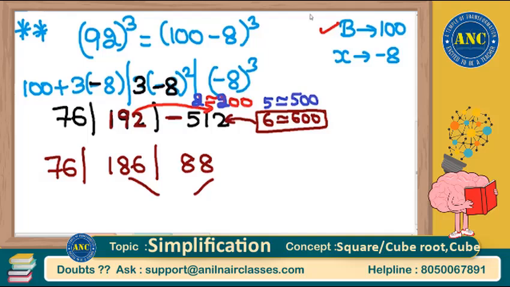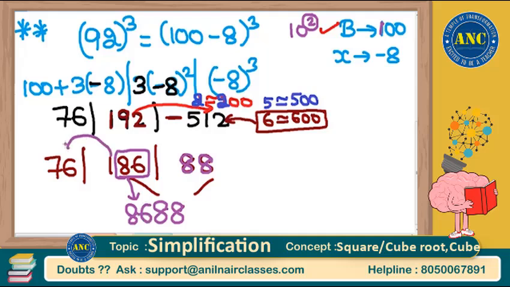Last two places should have k digits. k is nothing but the power of 2 in 100. 100 is 10 power 2. Last two places should have 2 digits. Yes, 88 is having 2 digits. I will write it as it is. 186 is having 3 digits. Write down only 2 digits, 86. Carry forward 1 to the next bit. Answer is 778688.